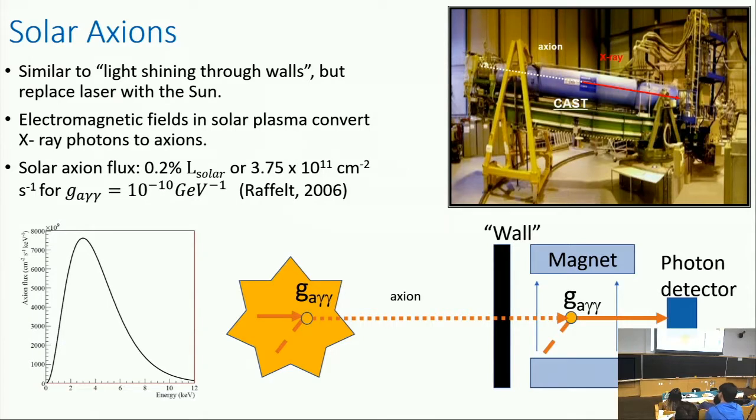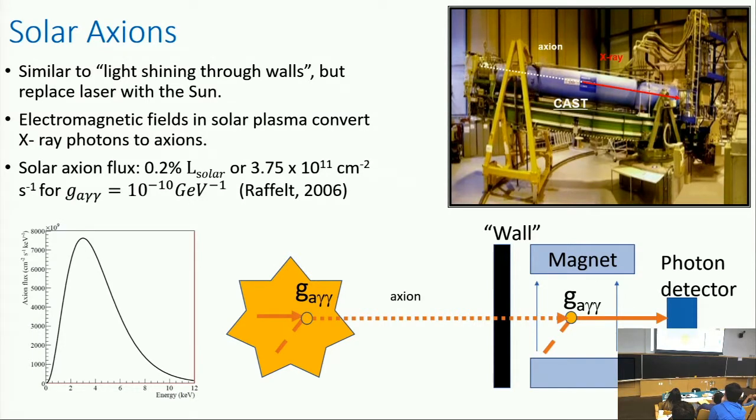So it's actually interesting that the flux is very well determined. If you're interested in this, you can read the classic papers by Raffelt. There's a review from 2006, and he also wrote a book on this kind of thing. So if you had g_aγγ at the current level of sensitivity of other experiments, then you would have 3 × 10^11 axions per square centimeter passing through the Earth. And this corresponds to about 0.2% of the solar luminosity.